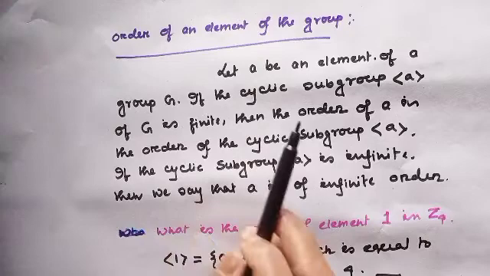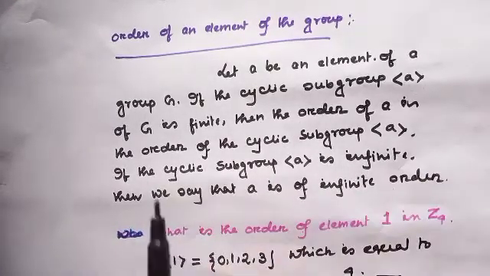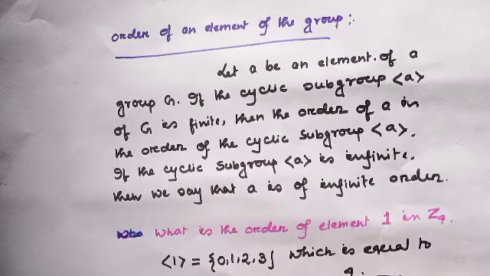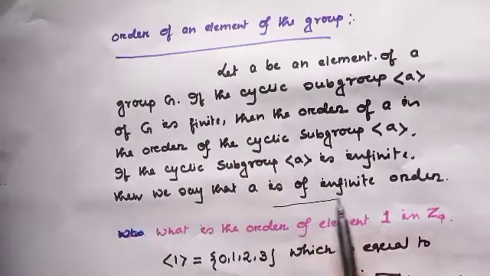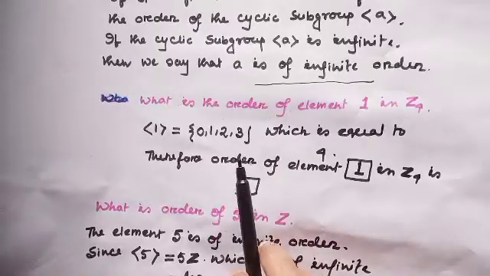If the cyclic subgroup generated by A is finite, then the order of A is the order of the cyclic subgroup generated by A. And if the cyclic subgroup generated by A is infinite, then we say A is of infinite order. Let's see some examples.